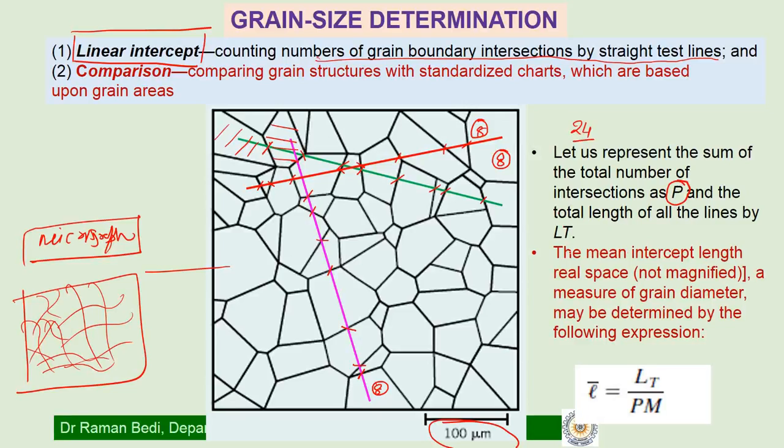So this is P, and then we have to calculate the total length of these lines. What is the total length of these lines? We have to measure the length on an actual scale. You may be taking it on a piece of paper and drawing these lines, and the total length is called LT. Then the mean intercept length, which is a measure of the grain diameter, is L bar. L bar is nothing but LT upon PM. LT is the total length of the lines, P is the number of intersections, and M is the magnification at which this micrograph has been taken.